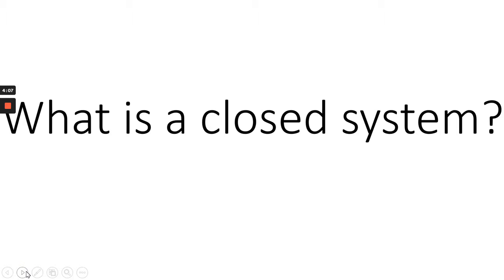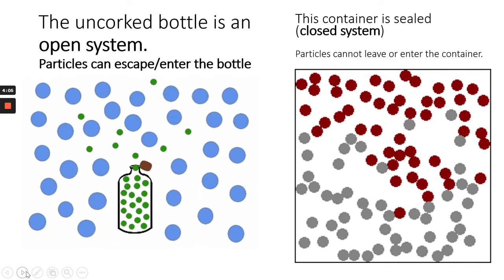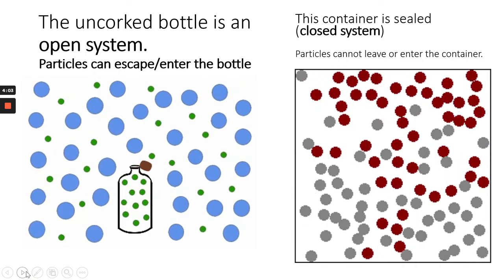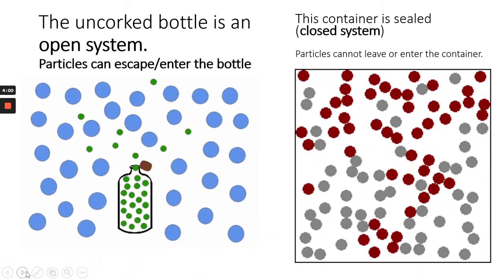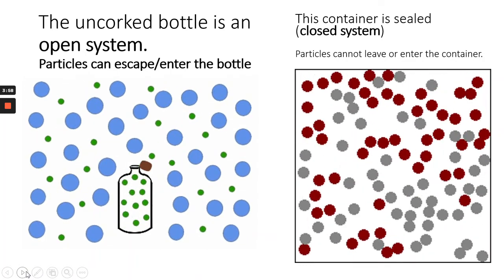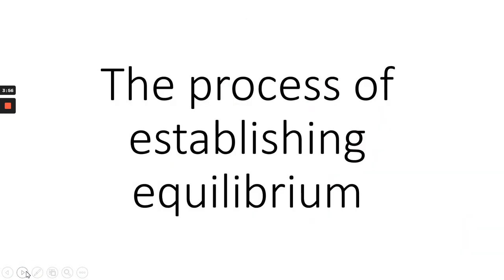So a closed system is one where the particles can't get in and they can't get out. So it's sealed effectively. On the left hand side you can see the bottle is obviously unsealed, so it's an open system. The process of establishing equilibrium can be graphed.